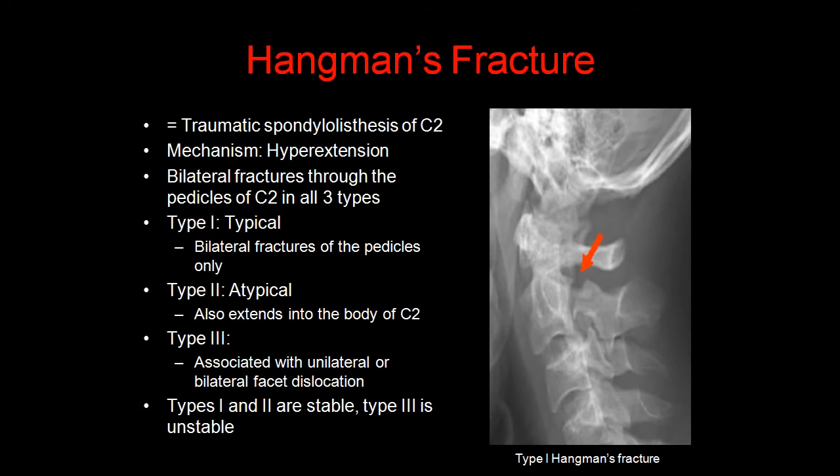The fracture extends into the body of C2. And type 3 is associated with unilateral or bilateral facet dislocation. Types 1 and 2 tend to be stable, and type 3 is unstable. Of course, if any of these fractures are suspected on a plain radiograph, a CT scan is of course advised.